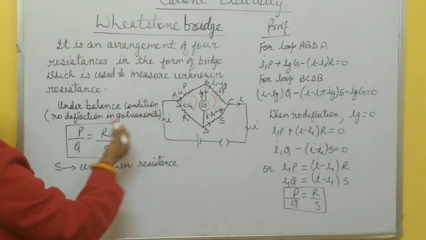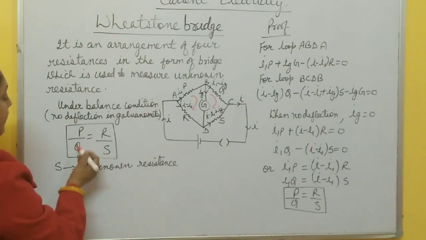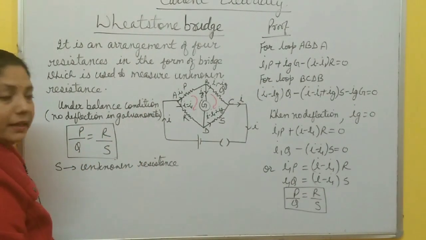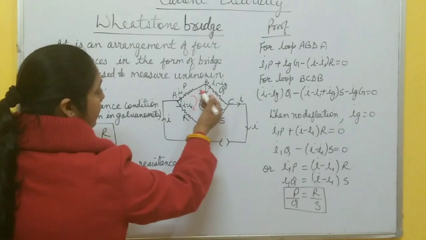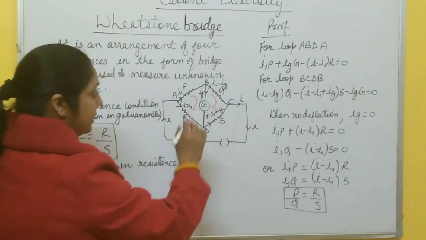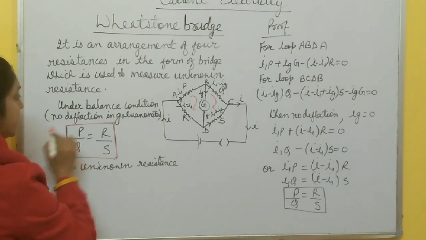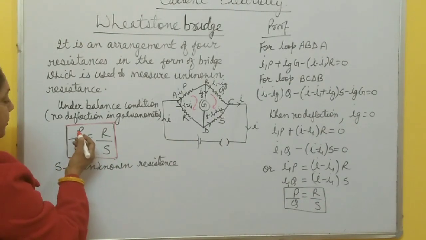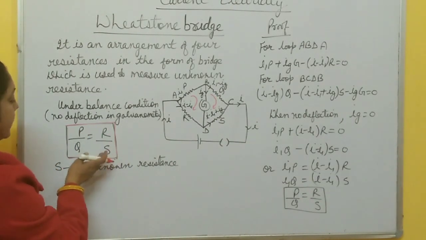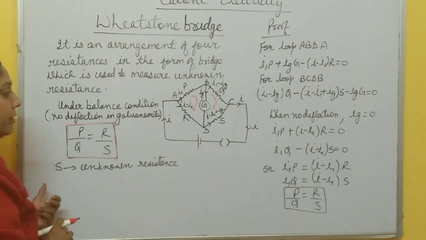And when the bridge is balanced, P by Q equals R by S. All the resistors in the 4 arms of this bridge are balanced. This is the balanced condition of the Wheatstone bridge. Here if P, Q and R are known, you can easily determine the value of S, the unknown resistance.